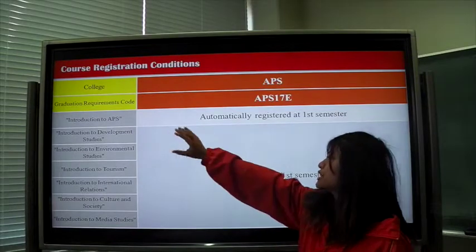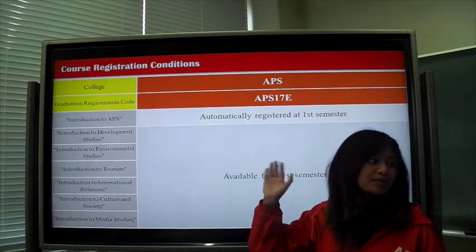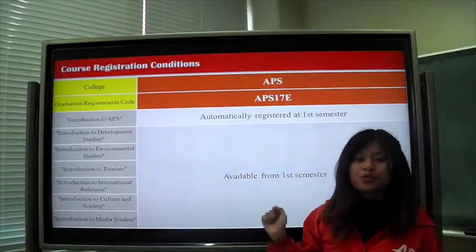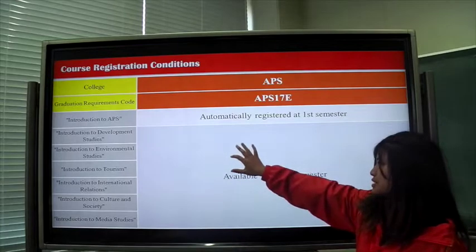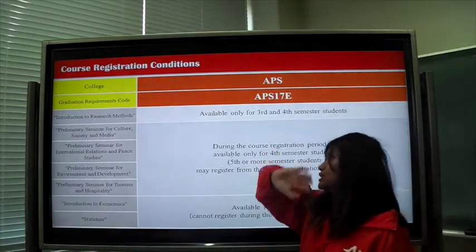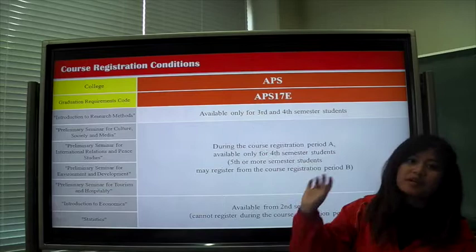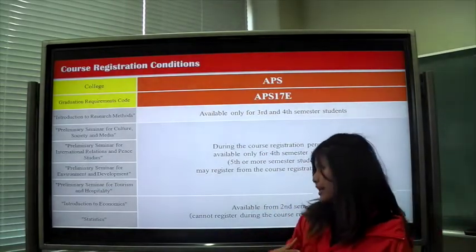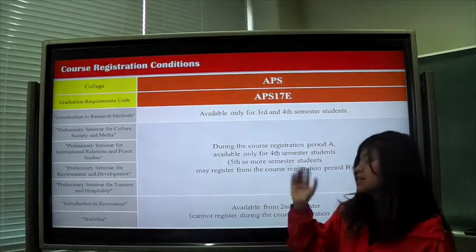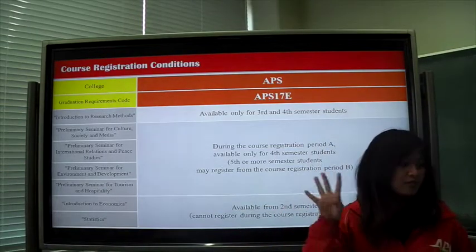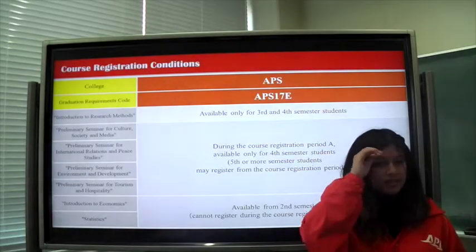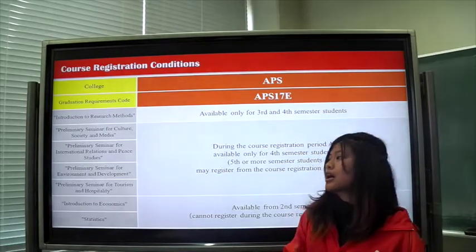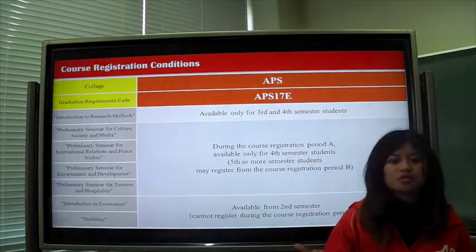Moving on, for introduction to APS, you will be automatically registered, and the introduction classes will be available from first semester. Moving on, the introduction to research methods will be available from your third semester and fourth semester. On the other hand, the seminar classes are available for you on the fourth semester during course registration period A. But beyond that, you will have to apply from course registration period B.